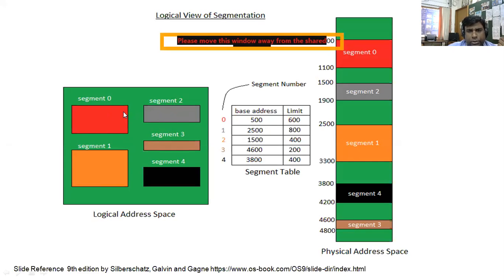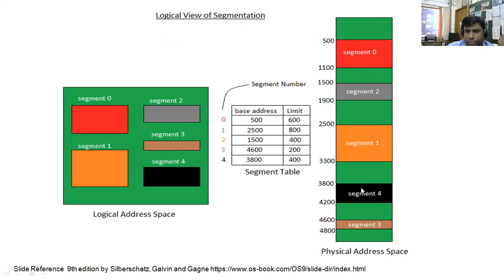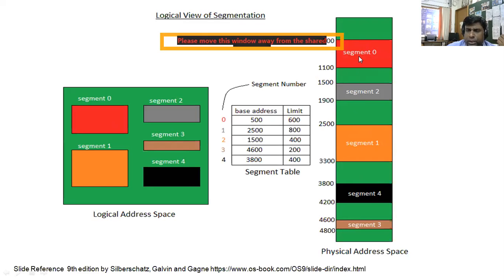फॉर एग्जांपल 0 सेगमेंट बेस एड्रेस इज 0 एंड लिमिट इज द 600, the size of the segment. Similarly segment 1 बेस एड्रेस कहां से स्टार्ट हो रहा है 250 से एंड उसकी साइज कितना है 800. So look at this in memory when we allotted segments in the actual memory. So this is the segment 0 which will start from 500, and the limit, the size of the segment, is 600, it will terminate at 1100.